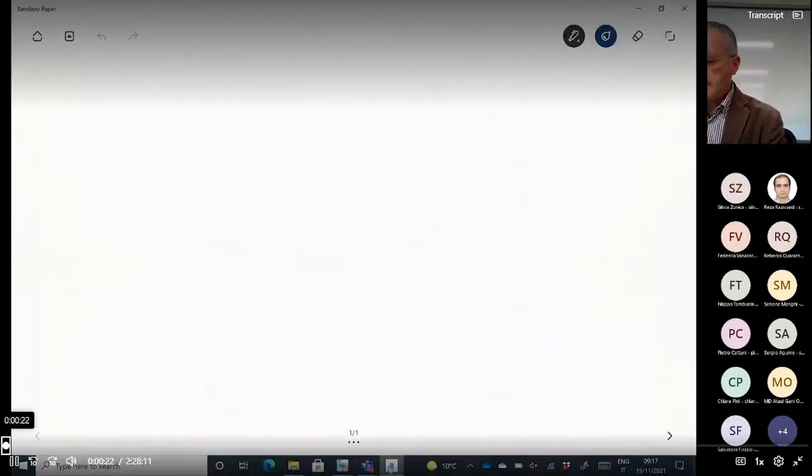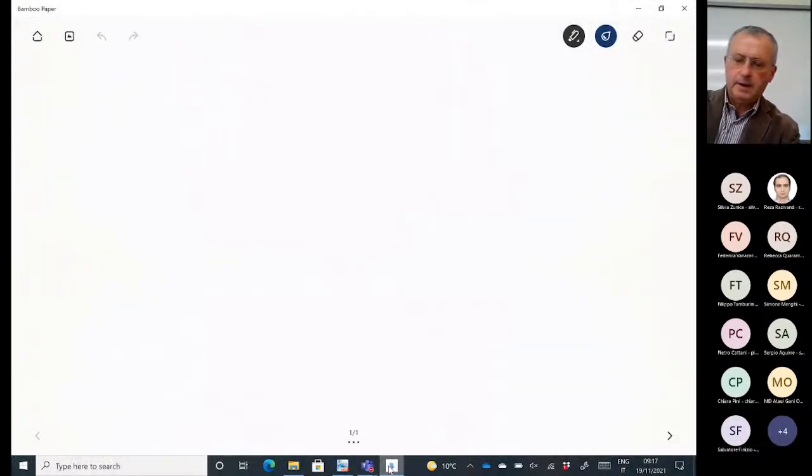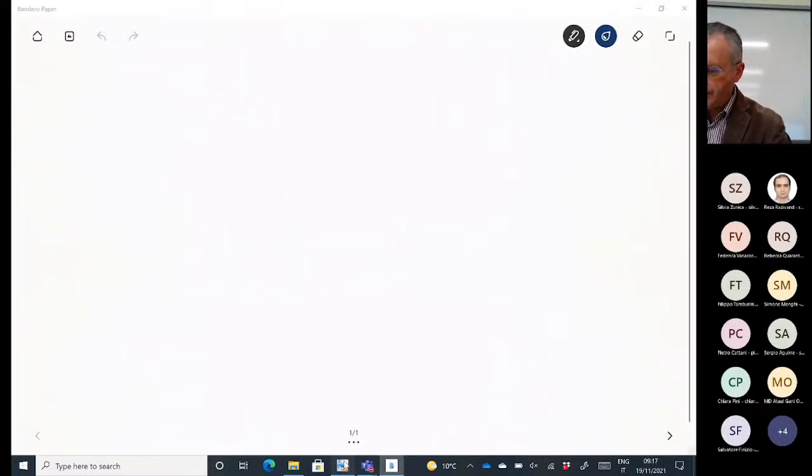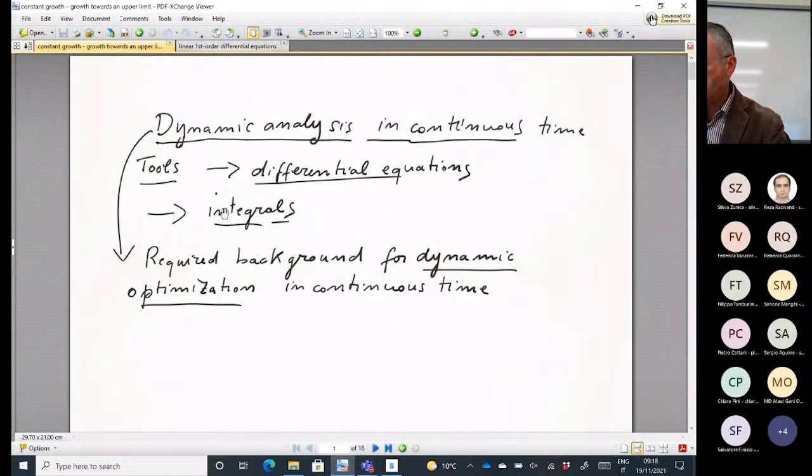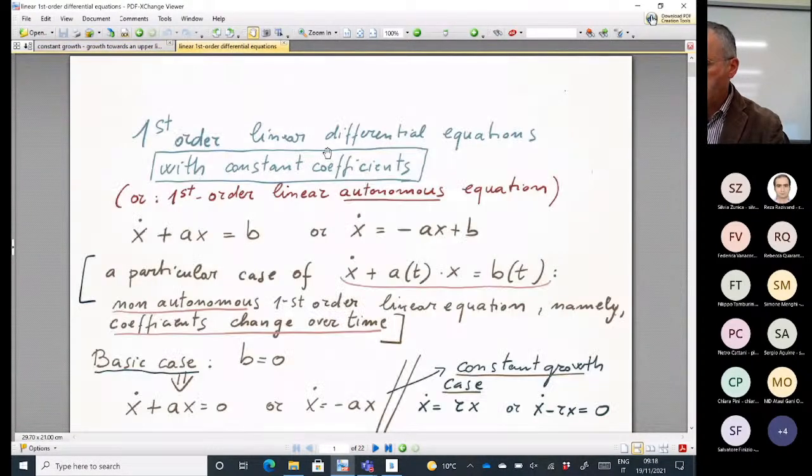So let me start this part on dynamics. So basically we start with differential equations. It's all the first two topics, which is basically the growth, the constant growth, and the growth towards an upper limit, which is the content of these slides. And the second topic, which is a more general view on first order linear differential equations, are relatively easy.